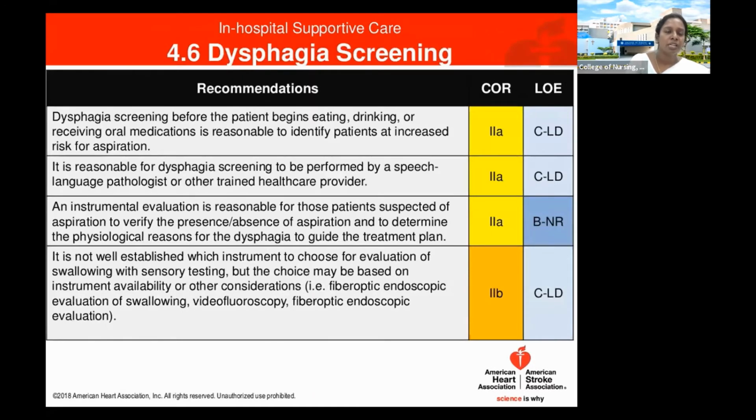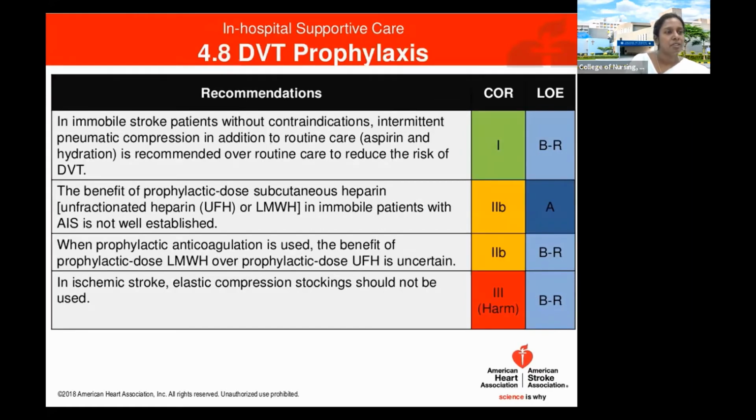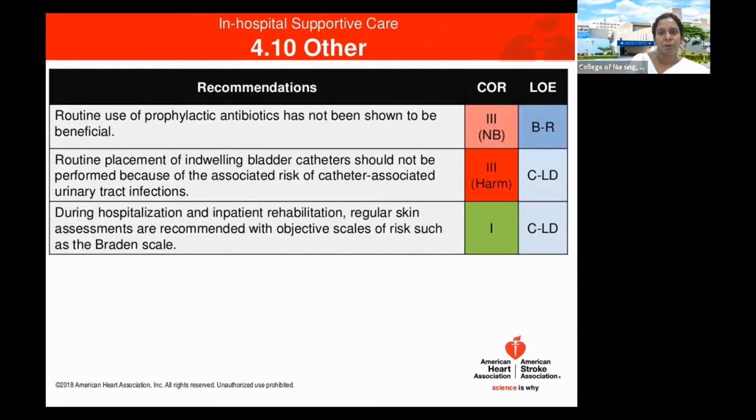The second one is nutrition, which has to be started for patients, either enteral or oral, after the screening has been done. Regarding DVT prophylaxis, the recommended guideline is only pneumatic compression. TED stockings should not be applied for patients, and even heparin administration for prophylactic therapy is not recommended. If you see the last class of recommendation, compression stockings are strictly not advised for patients. Depression screening, and these are the prophylactic antibiotics, or definitely catheterizing a patient is not advised by the AHA.